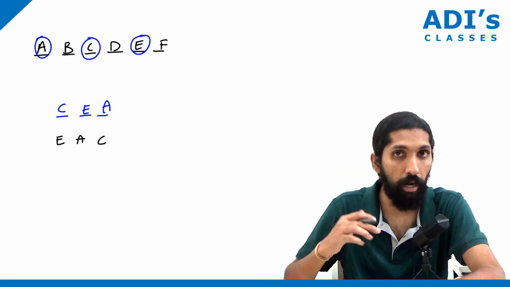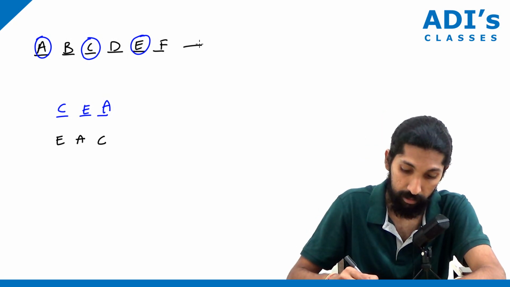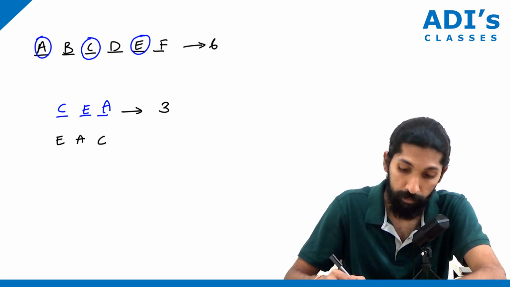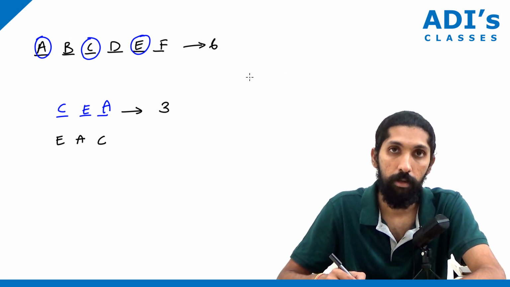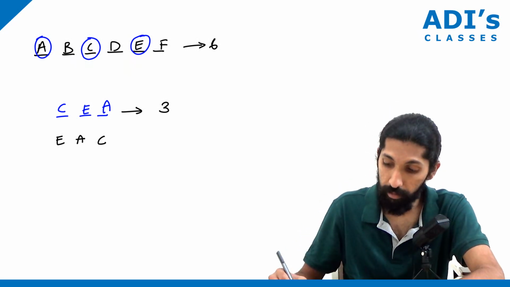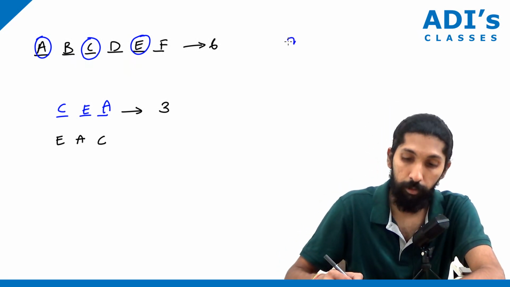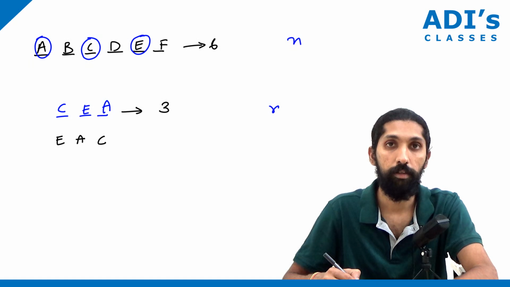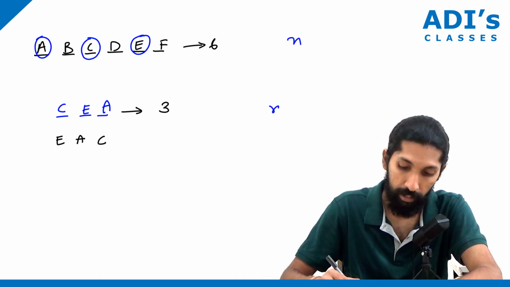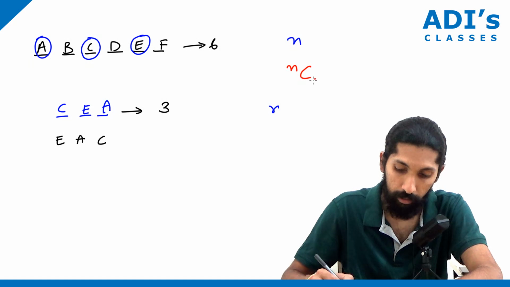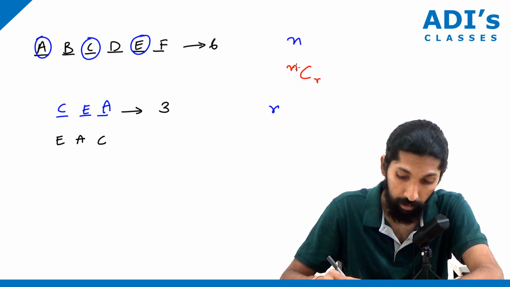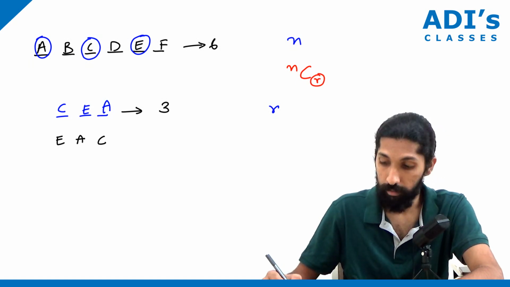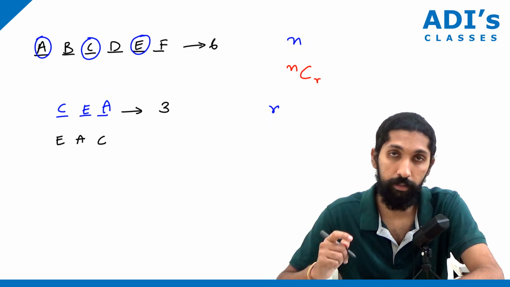How many are available to us? There are 6. And how many am I choosing? 3. So out of 6, we are selecting 3. If you generalize this, we have n number of things, out of which we are selecting r. Mathematically, we write it as nCr. That is, out of n, we are selecting r. That's why we write nCr.